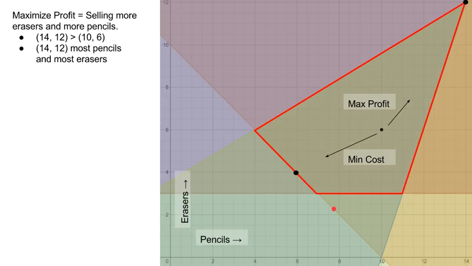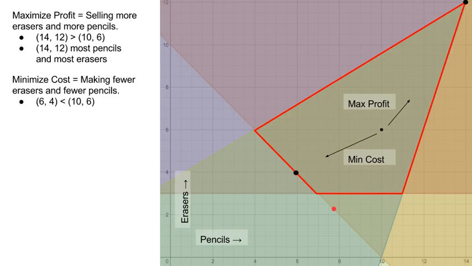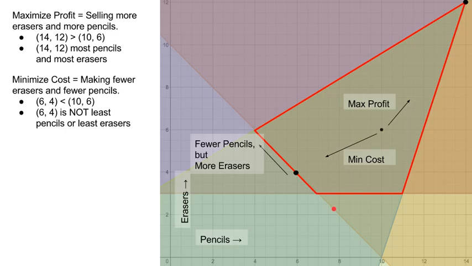We need to see, is that going to minimize the cost? This is harder than the other example where we're trying to maximize profit, because we need to make fewer erasers and fewer pencils. But that point right there, that's the point 6, 4. While it is better than 10, 6, it is not the least pencils or the least erasers. Sometimes that might be okay, but sometimes not. Let's see what happens here. If we wanted to decrease the number of pencils, we could by going in this direction. The problem is that that also would increase the number of erasers. So is that better or worse? Not sure.